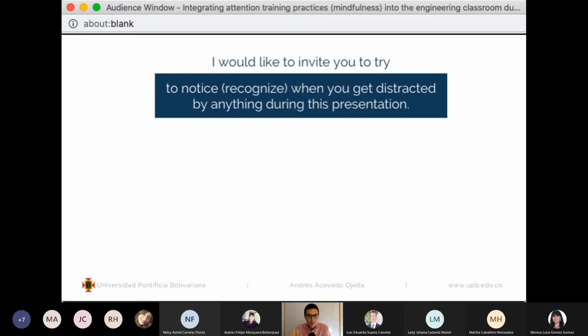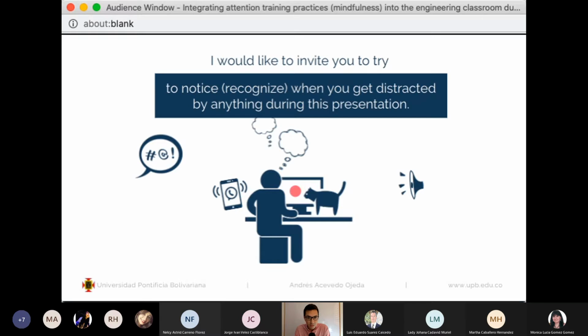So if you're here, you want to pay attention, right? Just see if you can notice when you get distracted by anything at any moment. It can be noises around you. It can be something on your phone. Maybe someone sends you a message, or you remember something else that you need to check. Or maybe you just get bored and you decide to pay attention to something else. Just try to be aware of that. Try to notice when that happens, okay?